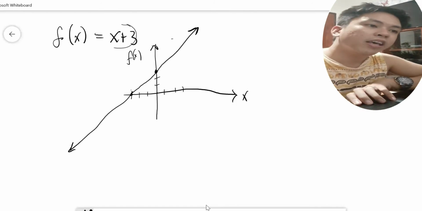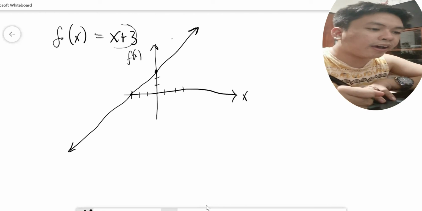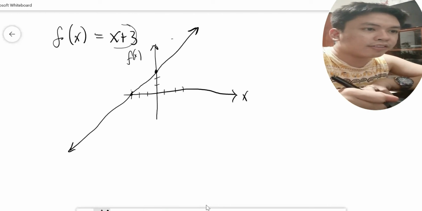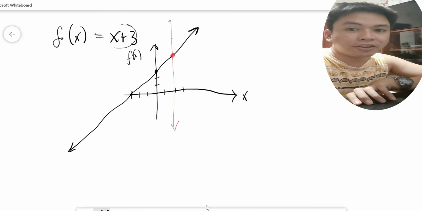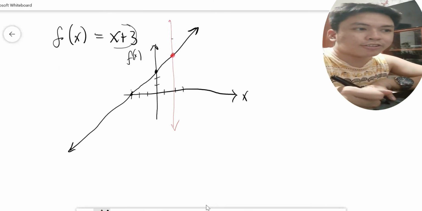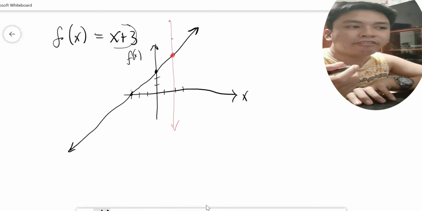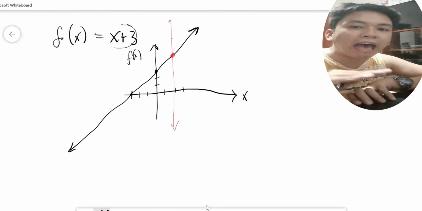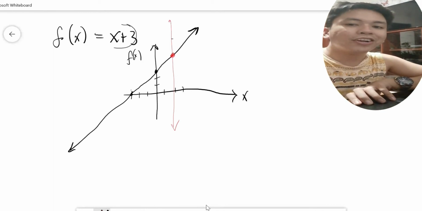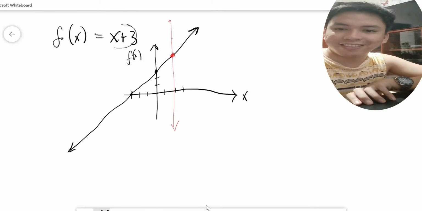That's it. And so we will have to do the vertical line test. So let's create a vertical line here. It meets only one point here. We don't care about the point of intersection as long as it meets here. Therefore, f of x equals x plus 3 is a function. In fact, all linear equations are functions.